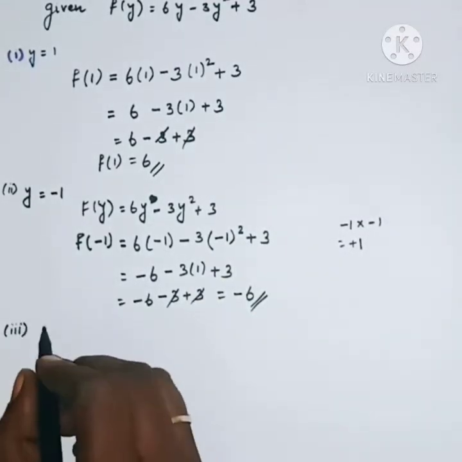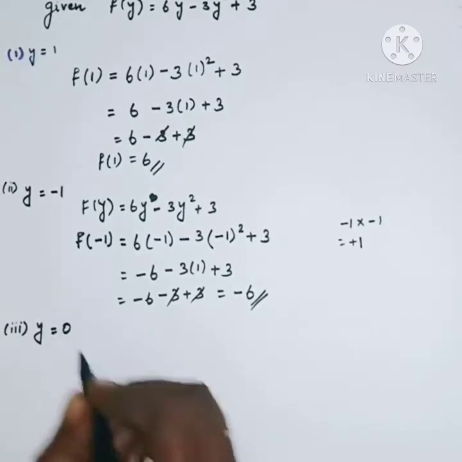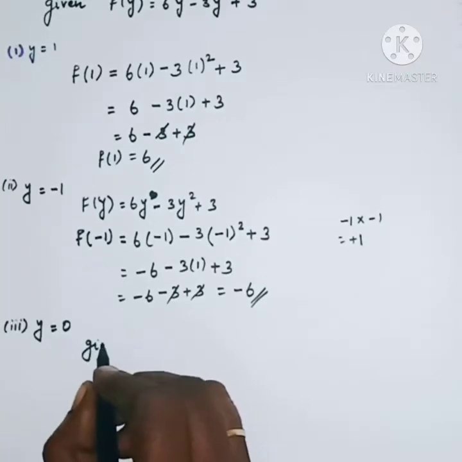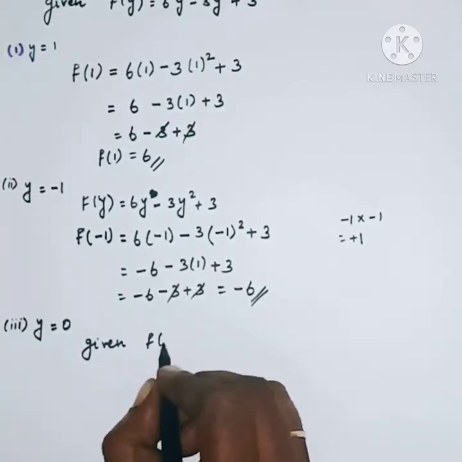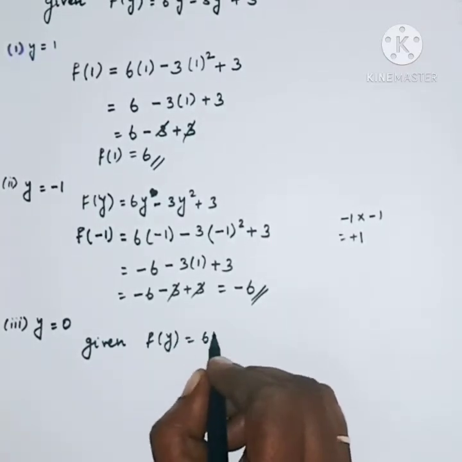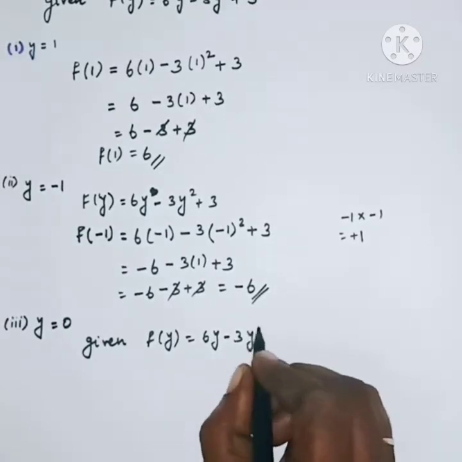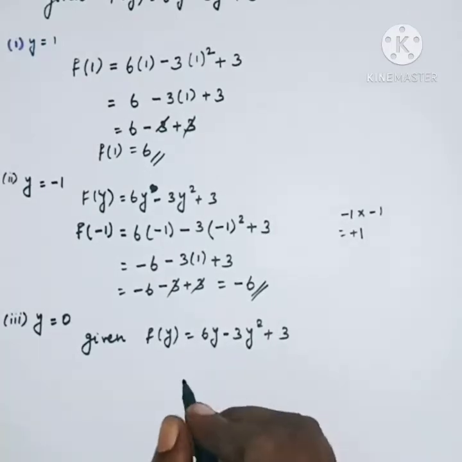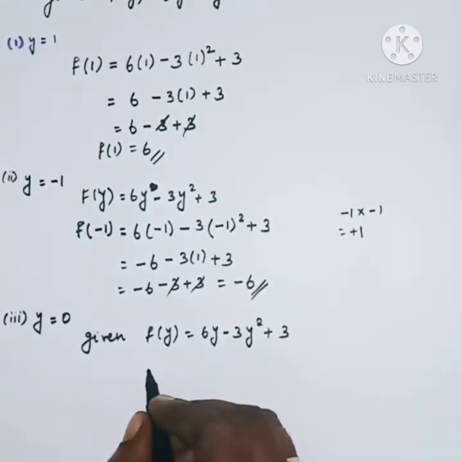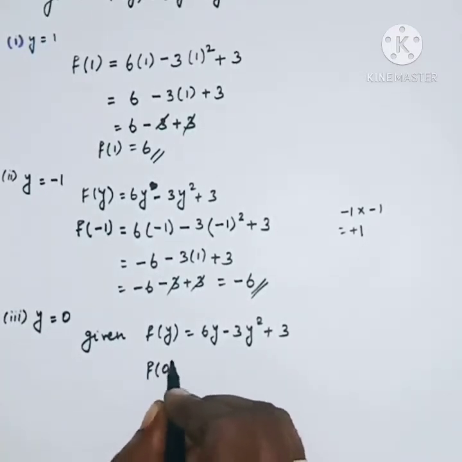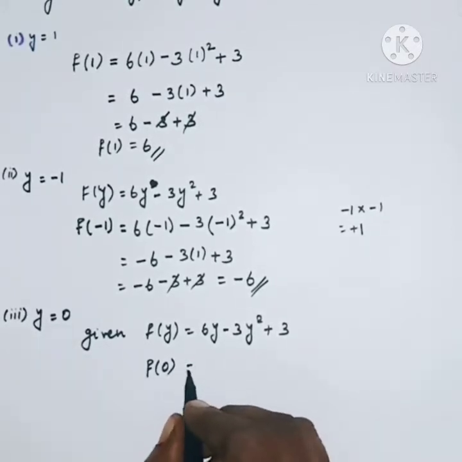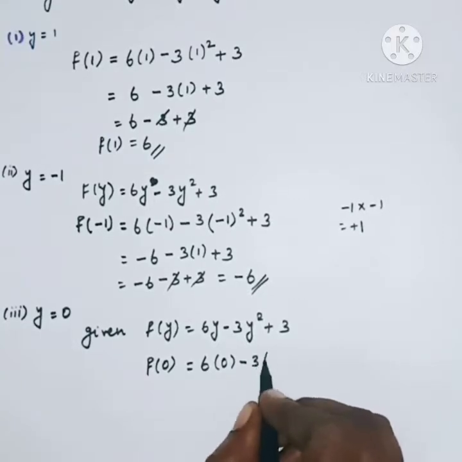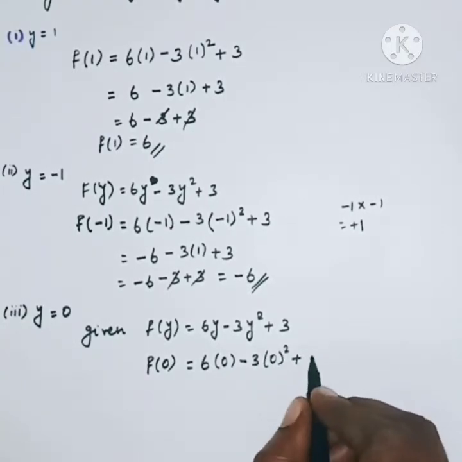The first sum, third subdivision is y equal to 0. We have the polynomial f of y equals 6y minus 3y square plus 3. This is the polynomial given in the sum. In the place of y we have to substitute the value 0. So f of 0 equals 6 into 0 minus 3 into 0 square plus 3.